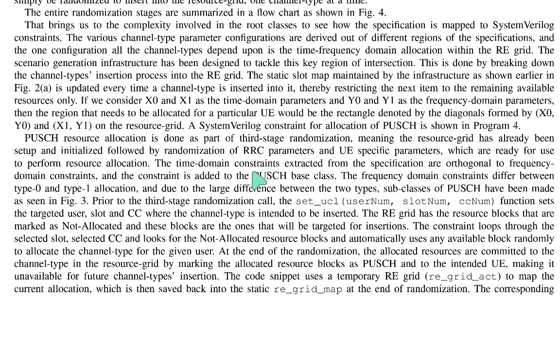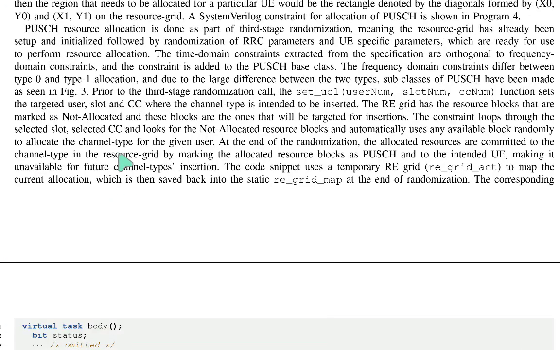The time domain constraints extracted from the specification are orthogonal to the frequency domain constraints, and the constraint is added to the PUSCH base class. The frequency domain constraints differ between the type 0 and type 1 allocation, and due to the large difference between the two types, subclasses of PUSCH have been made as seen in figure 3. Prior to the third stage randomization call, the set_UCL function, with username, slotname and ccname, sets the targeted user, slot, and CC where the channel type is intended to be inserted.